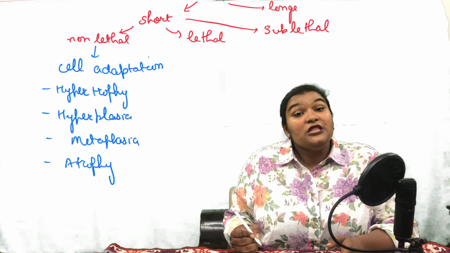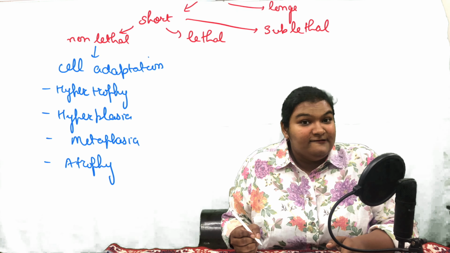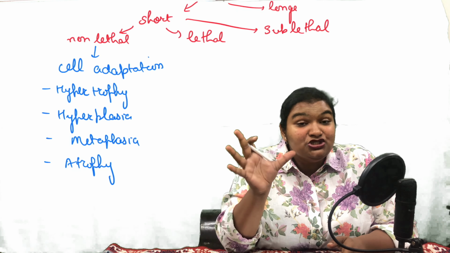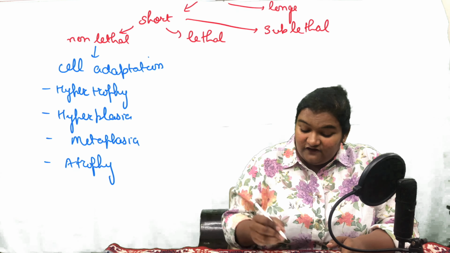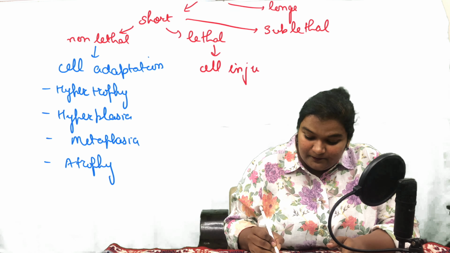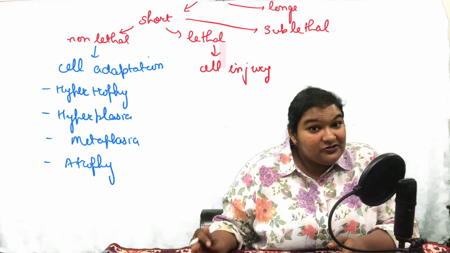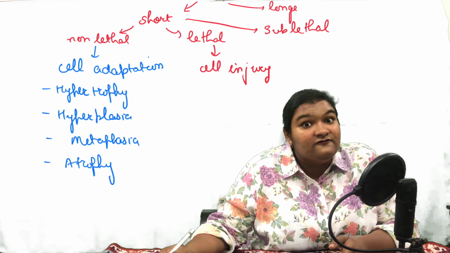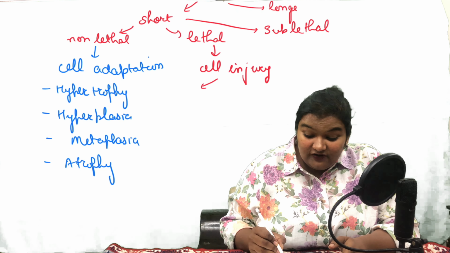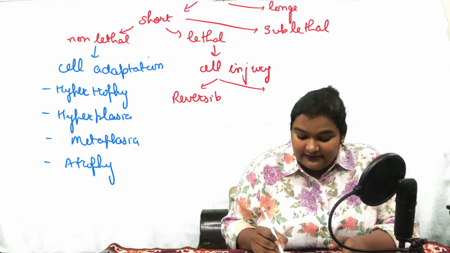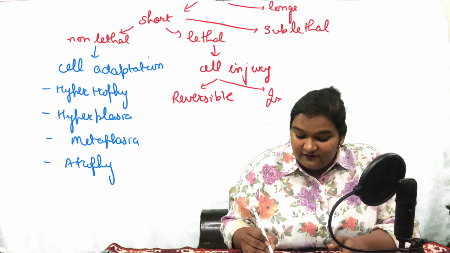Now if the stimulus is lethal, what is going to happen? The cell will be injured. There is injury of the cell. So if the stimulus is lethal, we have cell injury. Now this cell injury can be reversible or irreversible, so we are going to divide it further into reversible and irreversible.